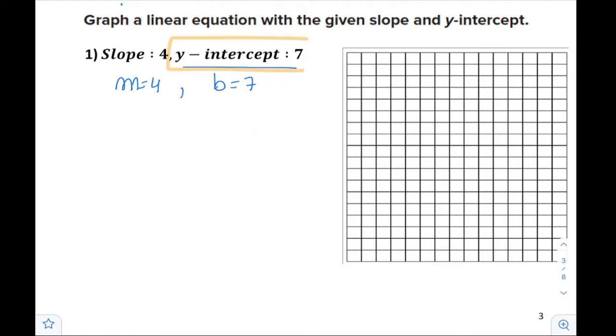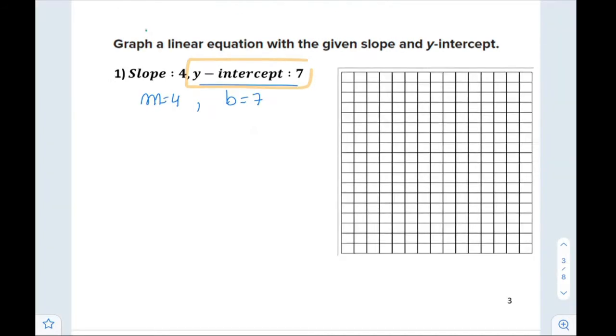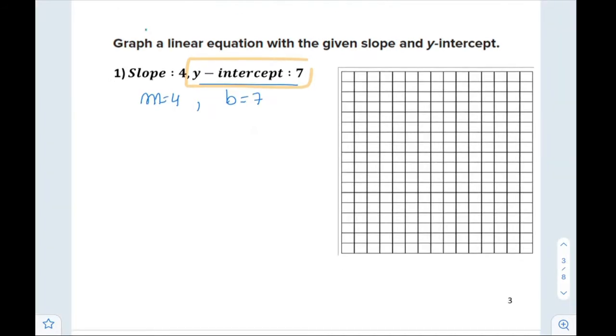As you all know, we have to have minimum 2 points to graph the line. So we will start by the y-intercept. Everyone knows that y-intercept is the point of intersection with y-axis.